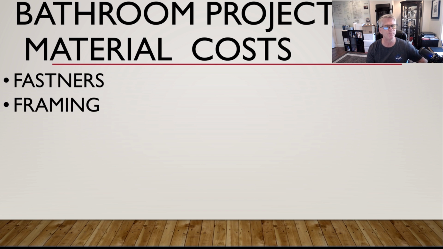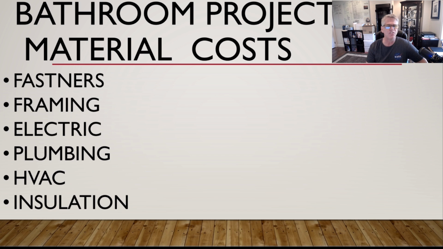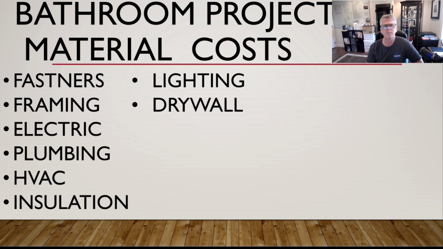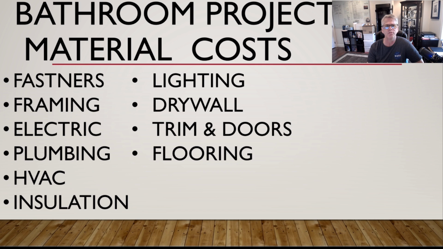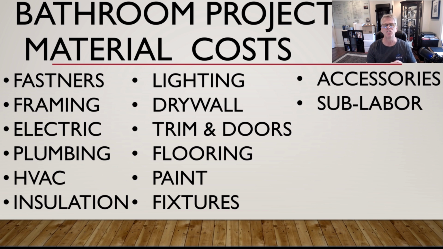There's going to be fasteners, framing materials, electric, plumbing, HVAC and insulation, lighting, drywall, trim and doors, flooring, paint, fixtures, the accessories, which would be like your towel bars and your paper holder and things like that. Then the subcontractor labor for those 3 areas that I just told you I was going to discuss.